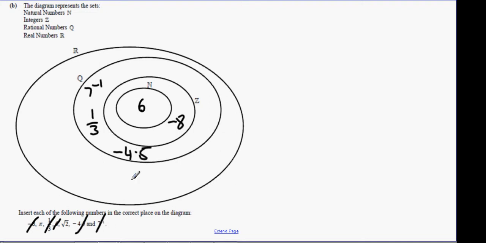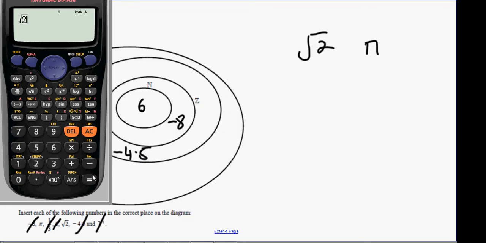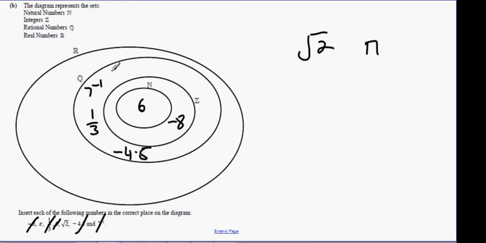We're left with 2 numbers, root 2 and pi. Look at root 2 in the calculator. Root 2 cannot be expressed as a fraction. This means it's an irrational number, and therefore cannot go inside Q. Root 2 is here. Finally, pi.